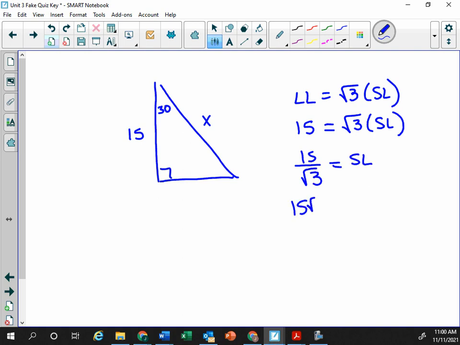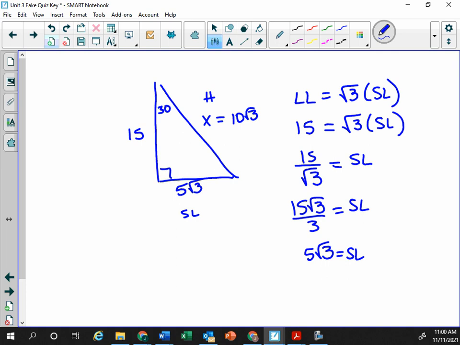Rationalize, you get 15√3 over 3, which is 5√3. Are you with me there? Okay, so that's this side. How do I go from short leg to hypotenuse? Yeah, multiply by 2. So this ends up just being 10√3. Okay.